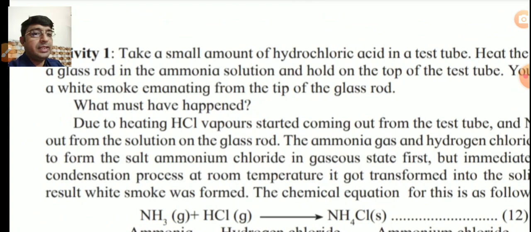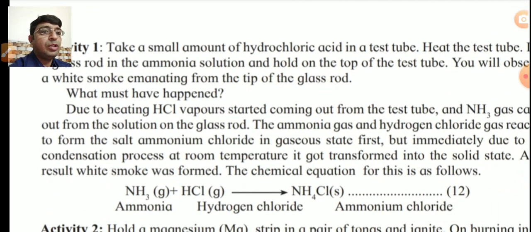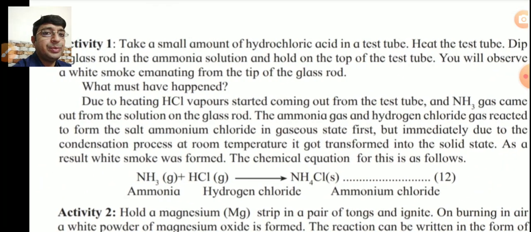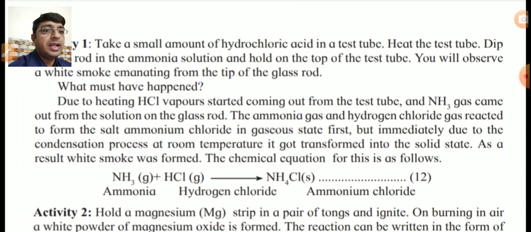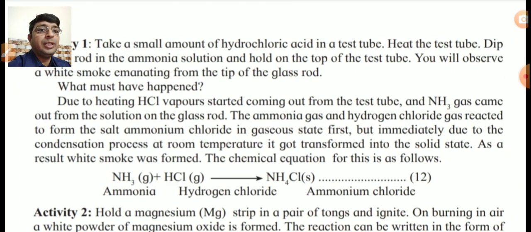Activity 1. 3 activities are given here. What is the first activity? Take a small amount of hydrochloric acid in a test tube. Heat the test tube. Dip a glass rod in the ammonia solution and hold it on the top of the test tube. You will observe white smoke emanating, meaning releasing, from the tip of the glass rod.